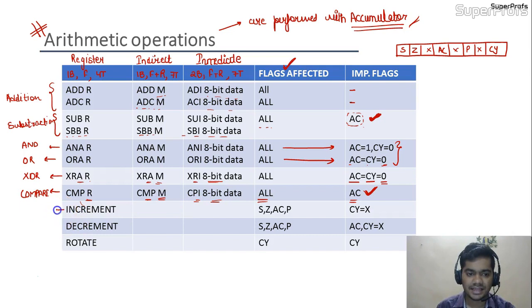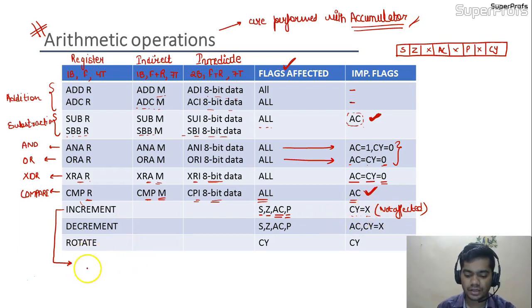Similarly, if there is an increment operation, you can see that only sign, zero, auxiliary carry and parity would be affected, and carry would not be affected. That is, it would store whatever it was storing previously. In the previous operation, whatever logic the carry had, that would be retained.